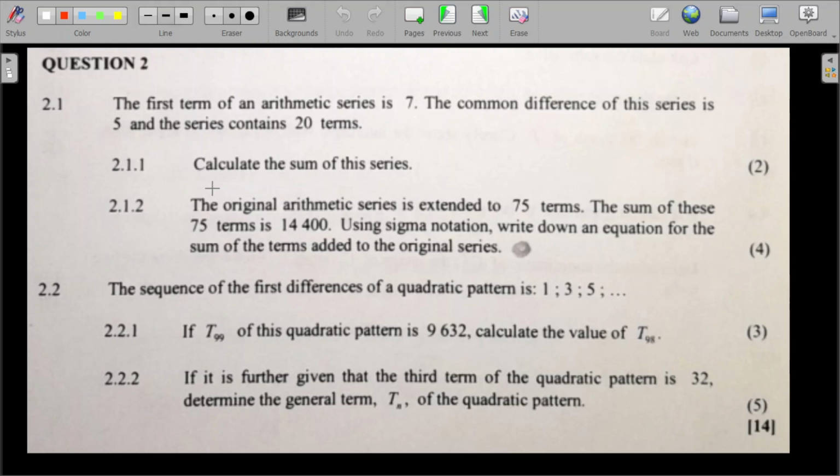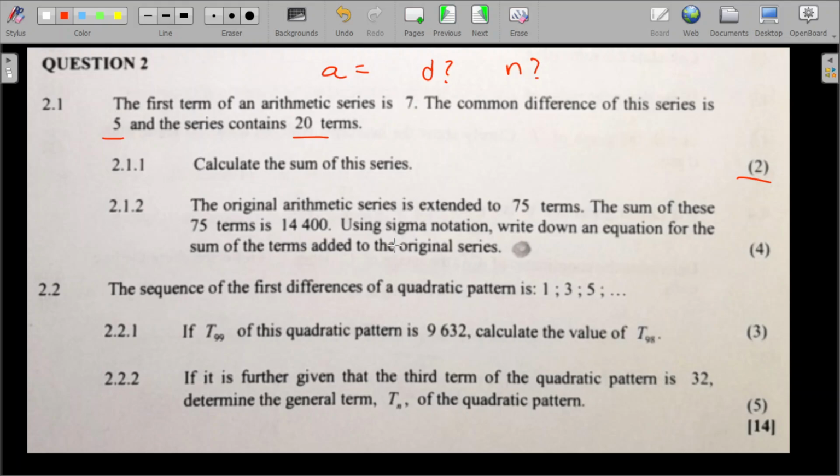Obviously, if you are finding the sum of the series in an arithmetic sequence, the a value is very important, the d value is very important, and the n value is now very important. And then they told you the number of terms is 20. These 2 marks, everyone will probably get.